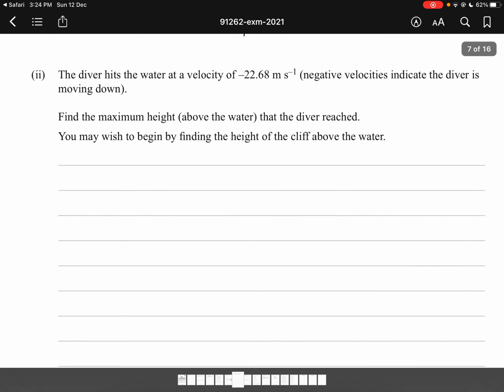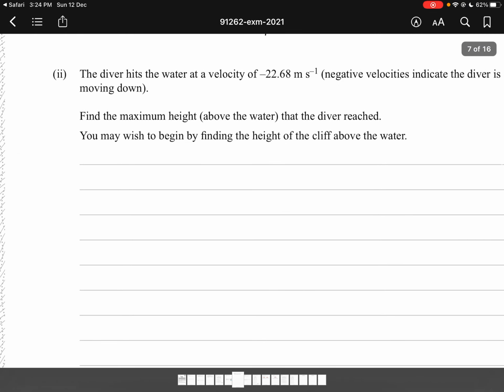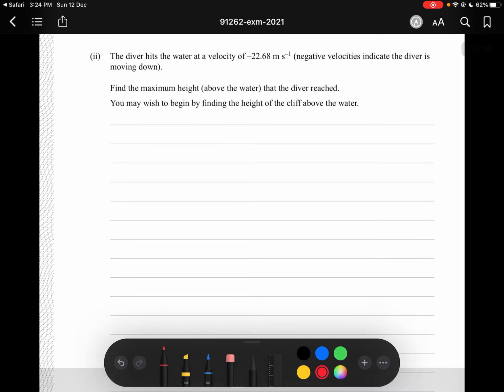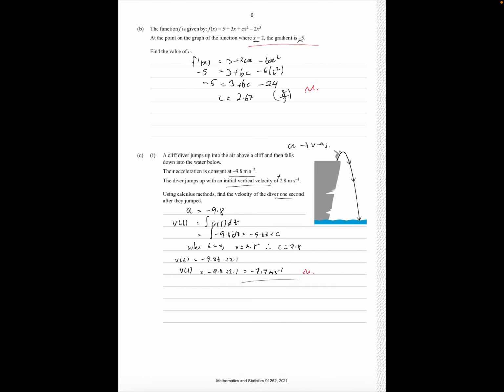Looking at question number 2. The diver hits the water at a velocity of negative 22.68 meters per second. So negative indicates the diver is moving downwards. Find the maximum height above the water that the diver reached. Alright, so for this question, we start off knowing our velocity function. We know v of t.